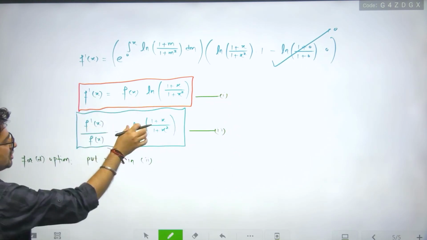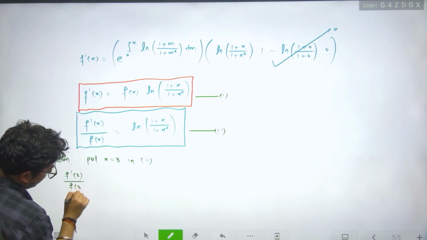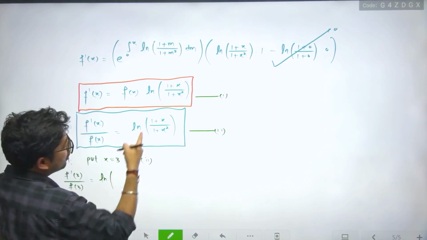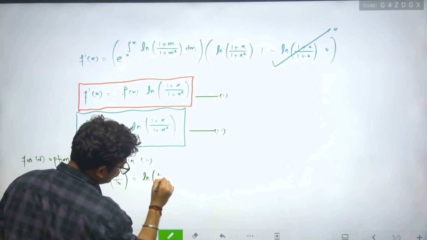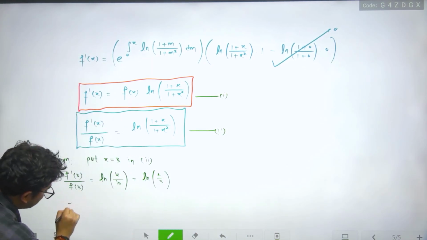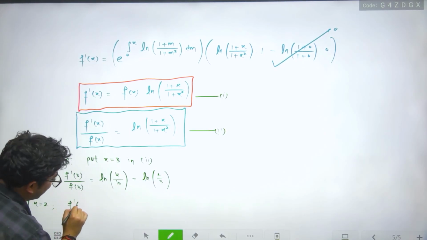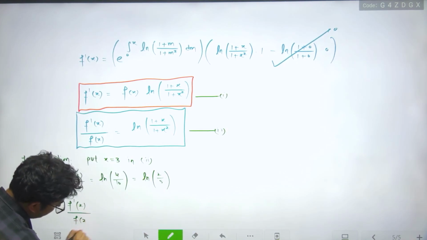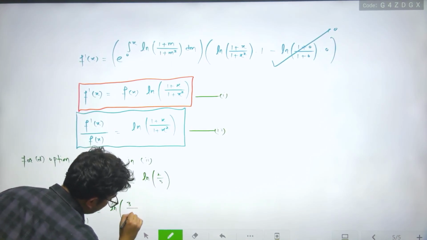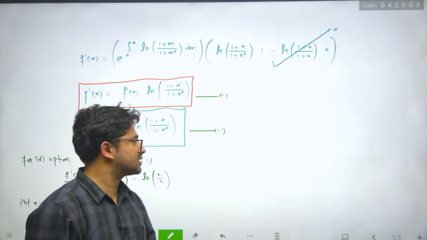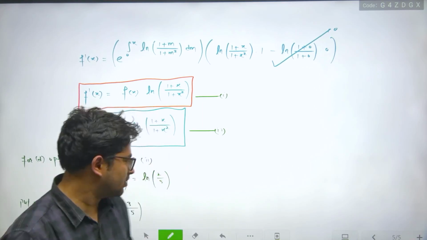If you put x = 3 in the second, you'll get f'(3)/f(3) equal to ln of (3 + 1) = 4 upon (9 + 1) = 10, which is ln(2/5). Similarly, if you put x = 2, you'll get f'(2)/f(2) equal to ln(3/5), since 1 + 2² is 5. And you know, ln is an increasing function.